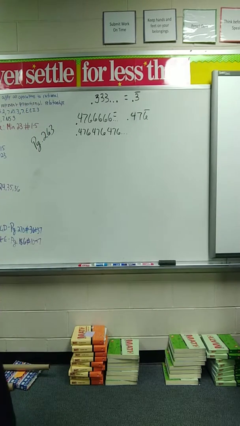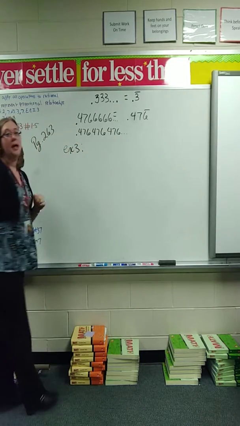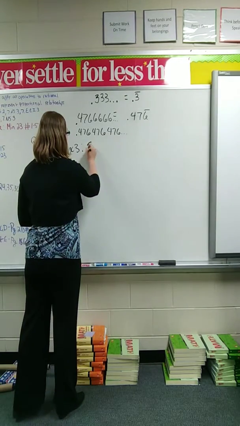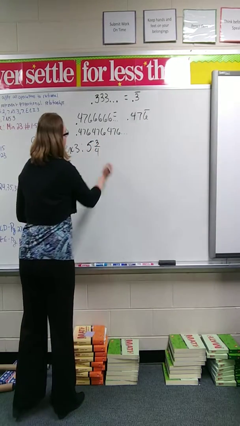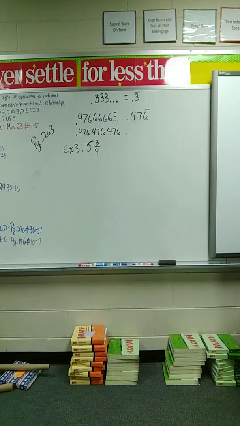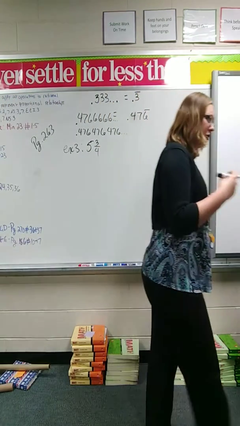So, I want to do 2 examples with you. The first one we're going to do is example 3. Example 3 gives us 5 3/4, and we need to write this as a decimal. To write 5 3/4 as a decimal, there's 2 ways that we can do it.